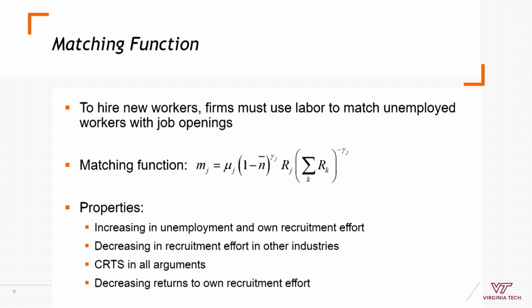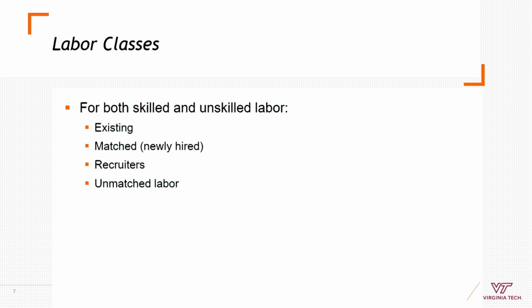Okay? It also has constant returns to scale in all these arguments. So if I double unemployment and double all of the recruiting efforts, that means I'm going to double the number of matches. And because J, this K also includes J, there are decreasing returns to your own effort. So the more effort you put into it, you're getting a diminishing increase in the number of matches.